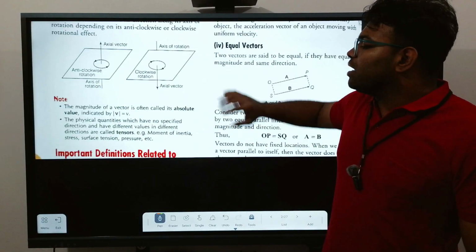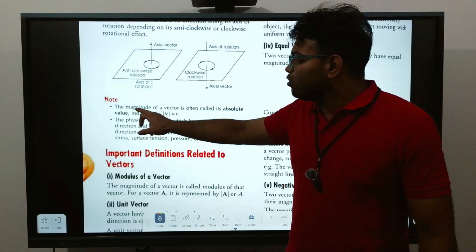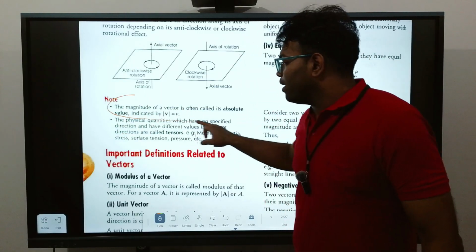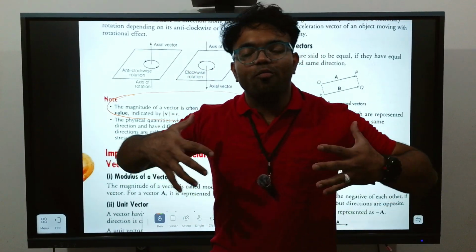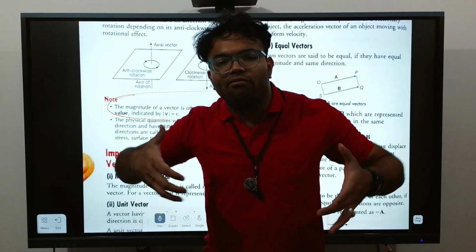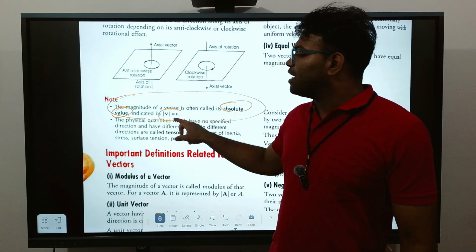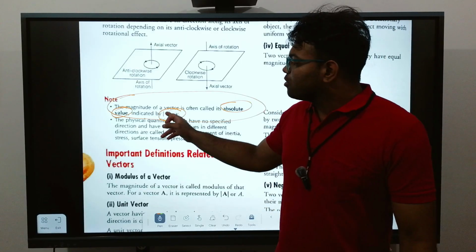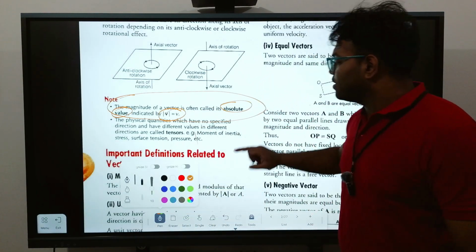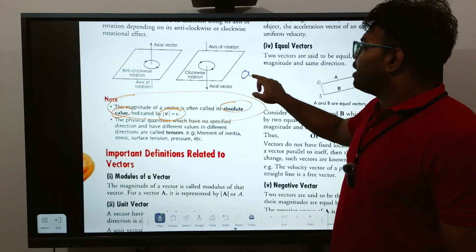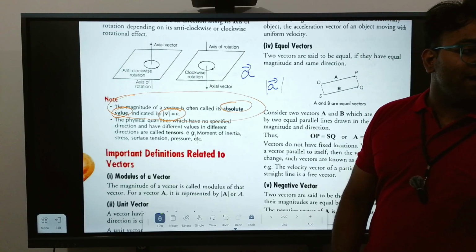Next, some important definitions related to vectors. Before that, I have already told you this. The magnitude of a vector is often called the absolute value. So basically the overall strength of the vector, the numerical value of the vector, is also known as the absolute value of the vector, and it is indicated by modulus of V. This bold letter is indicating the vector. So basically, if you want to write a vector, you will write it like this. If A represents a vector, then the magnitude of A is represented like this inside a square bracket.